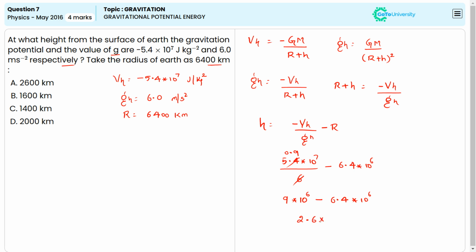Then the difference between these is 2.6 into 10 to the power of 6, which is nothing but 2600 into 10 to the power of 3 meters. This is in terms of kilometers, so we can write this as 2600 kilometers. Option A is the right answer.